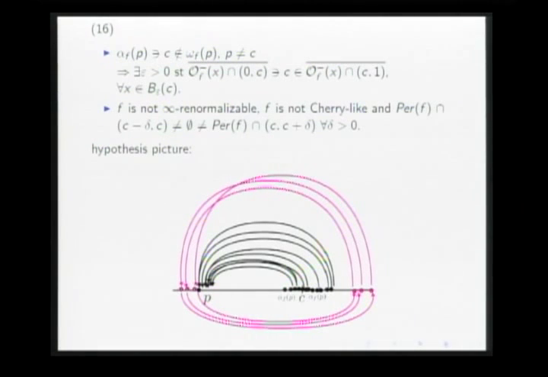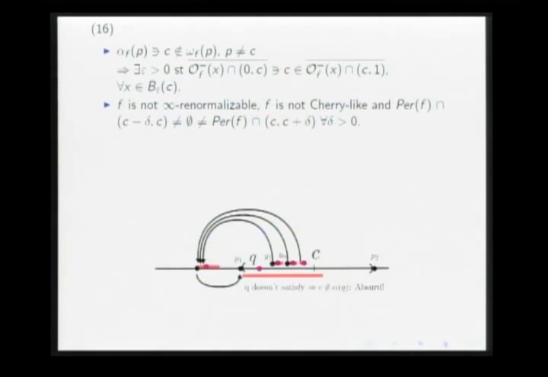And C doesn't belong to the omega set of P, like here, to a periodic point, I said. Then you will have the following. There will be a neighborhood of C such that all the previous orbits of any x in this neighborhood will accumulate in C. Okay? So this is the hypothesis.